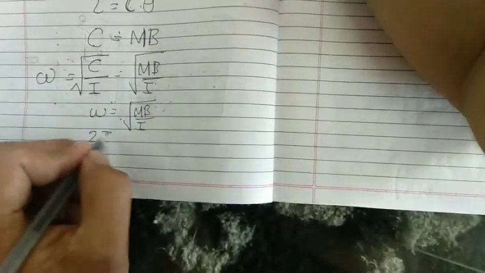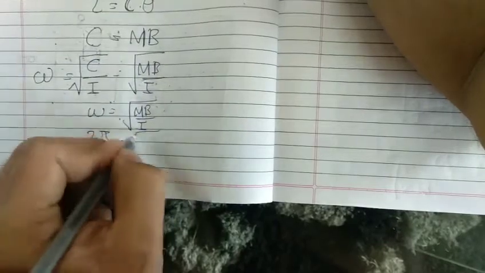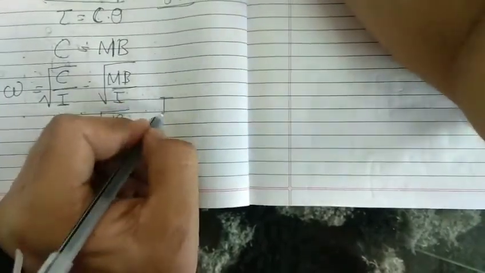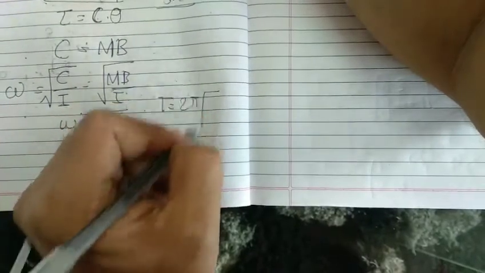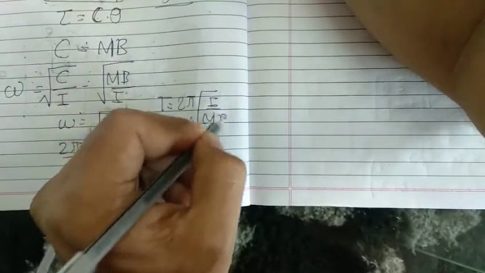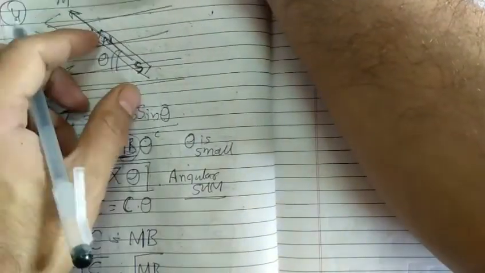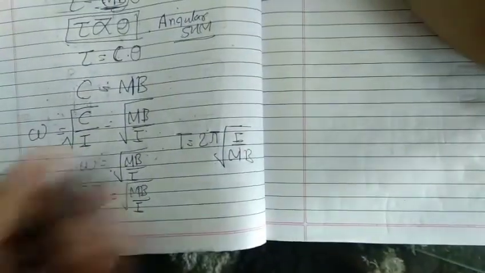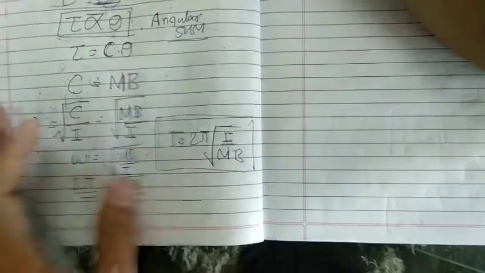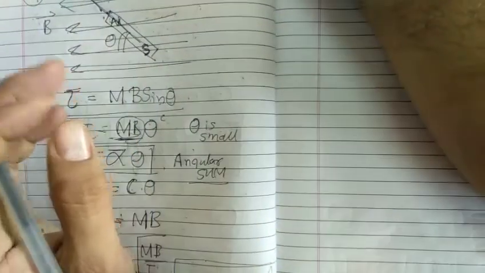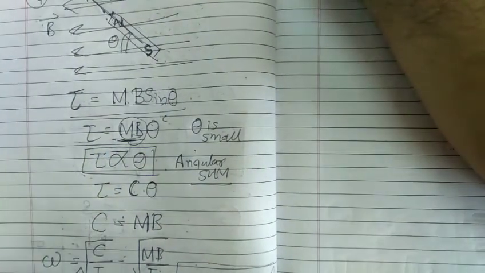The omega can be written as 2 pi by T, equal to root of mB by I. On solving it, you can get the time period from this. Time period will be 2 pi under root of I upon mB. It's the formula for time period of a magnet which is oscillating inside the magnetic field. Okay, this is the formula. So I hope this example is clear. One more last example I'll give you, an example of oscillating system. Let's see the next example.